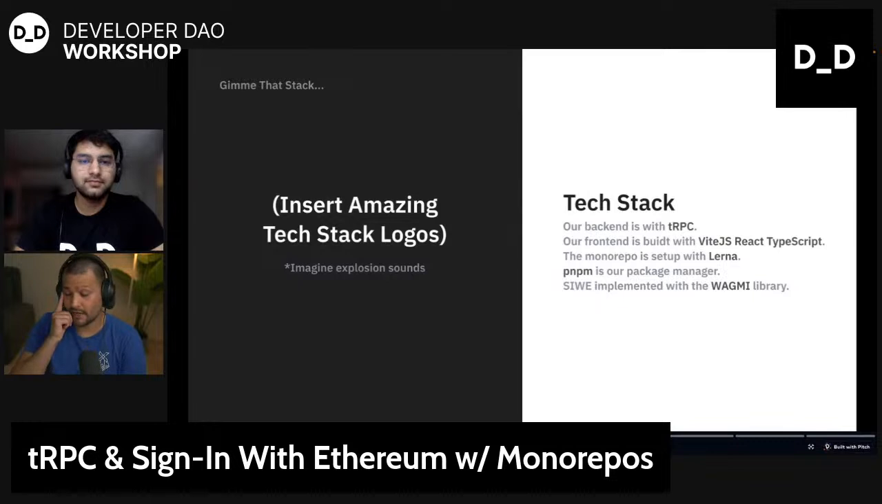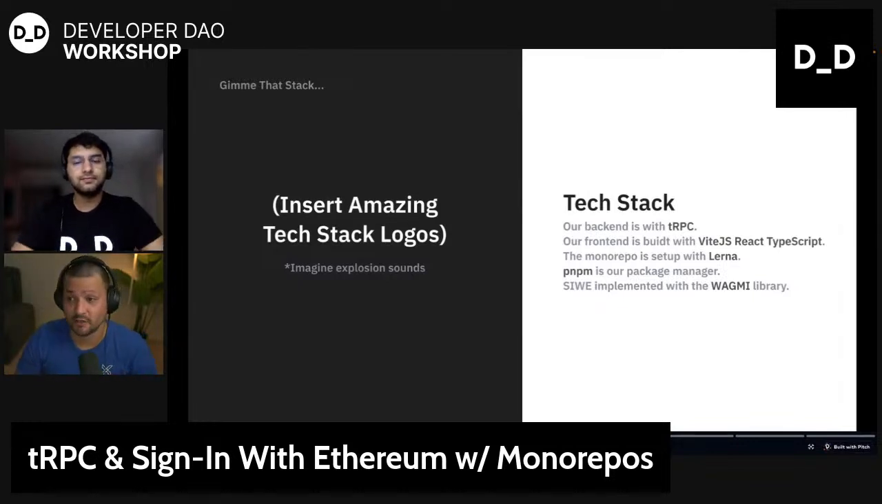But first, what is the tech stack that we're using here? Let's go over the list of different things that we're going to be using. For our backend, we're going to be using tRPC. For our front end, we're going to be using ViteJS with React and TypeScript. We're going to be setting up the Monorepo with Lerna. We're going to be using PNPM. A lot of people use NPM or Yarn, etc. I've actually made the switch over to PNPM because it saves you so much time in terms of not having to re-download all the libraries. It actually saves them locally.